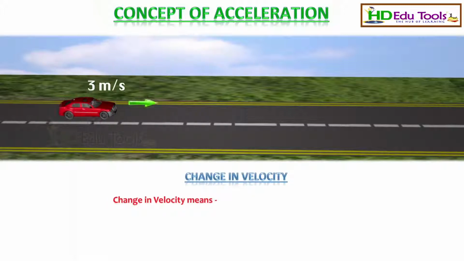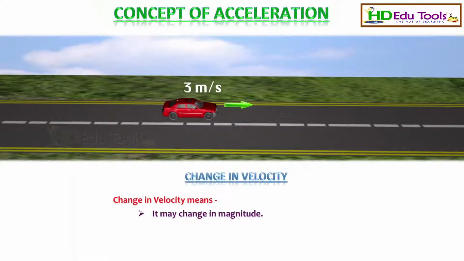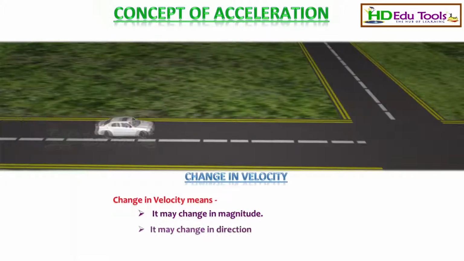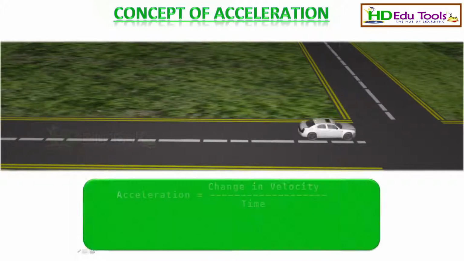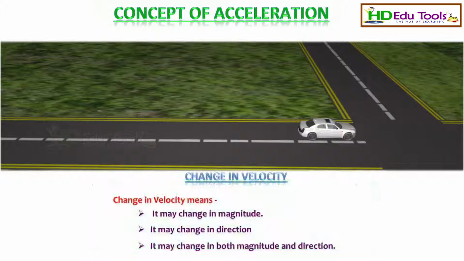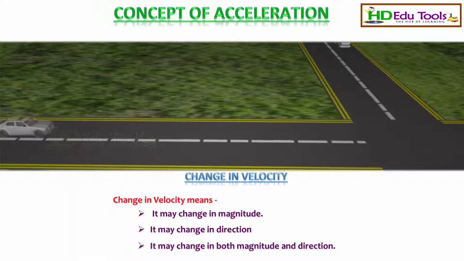Now we go for the concept of acceleration. Our final idea is that change in velocity may be a change in magnitude, it may be a change in direction, it may be a change in both magnitude and direction. And acceleration is equivalent to change in velocity by time. Therefore, a body having acceleration means its velocity changes. The change may be in magnitude or in direction or in both. Any one of these is possible.